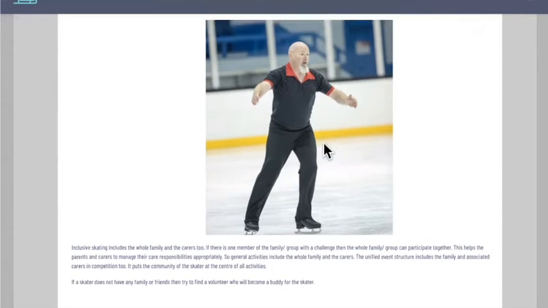And that picture, just if you're not actually aware of who that is, that's Billy Mayor's dad. And that was him taking part in the Scottish Inclusive Skating Championships, again in the unified event, because obviously he's got no additional need.